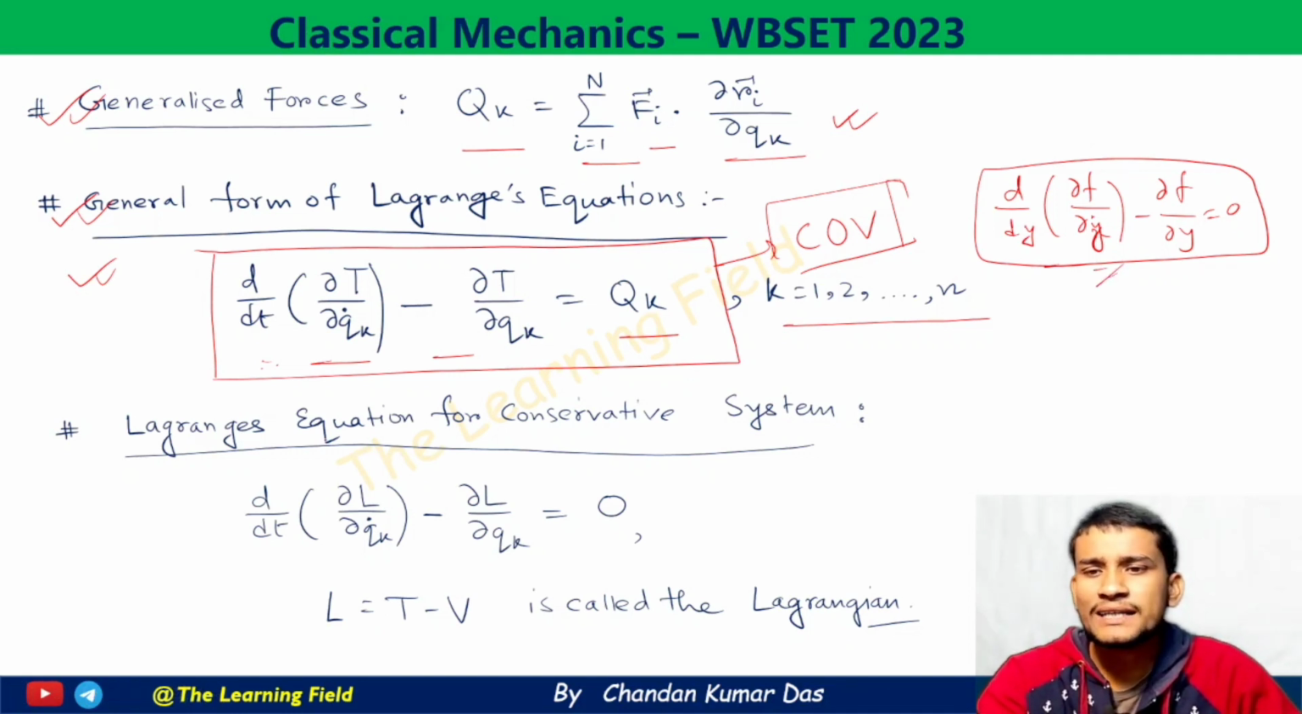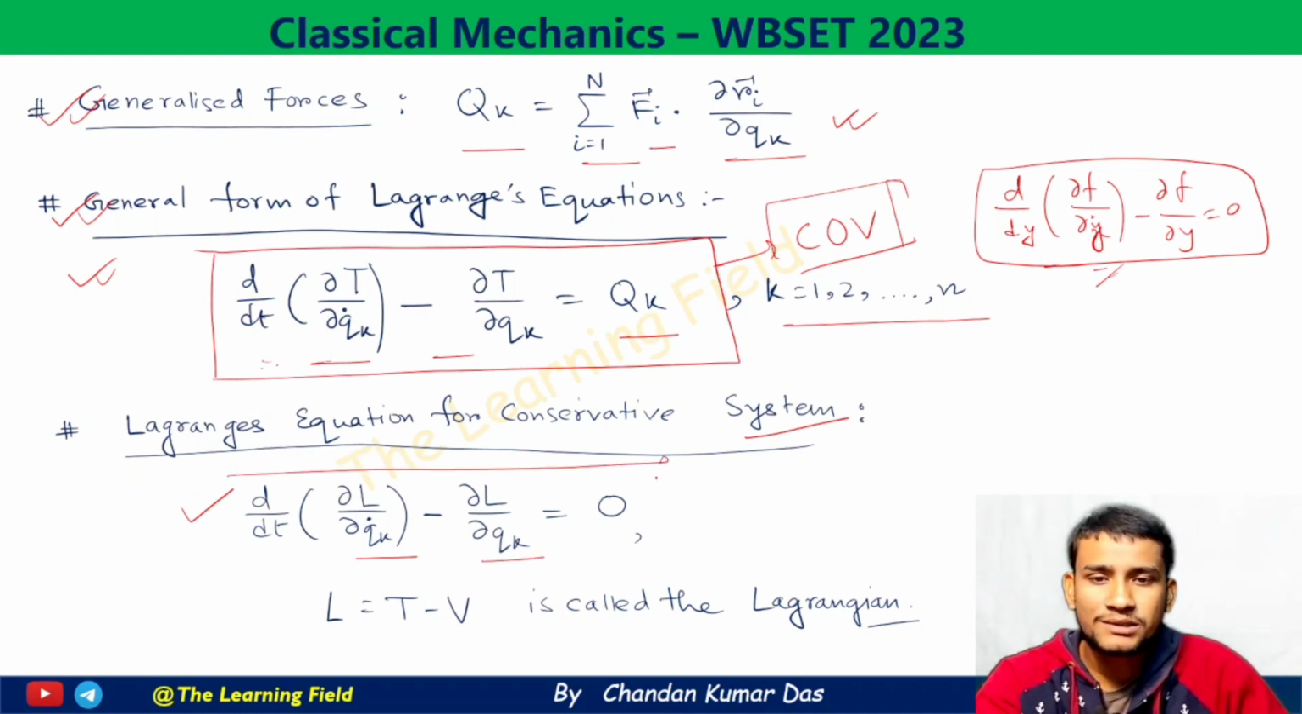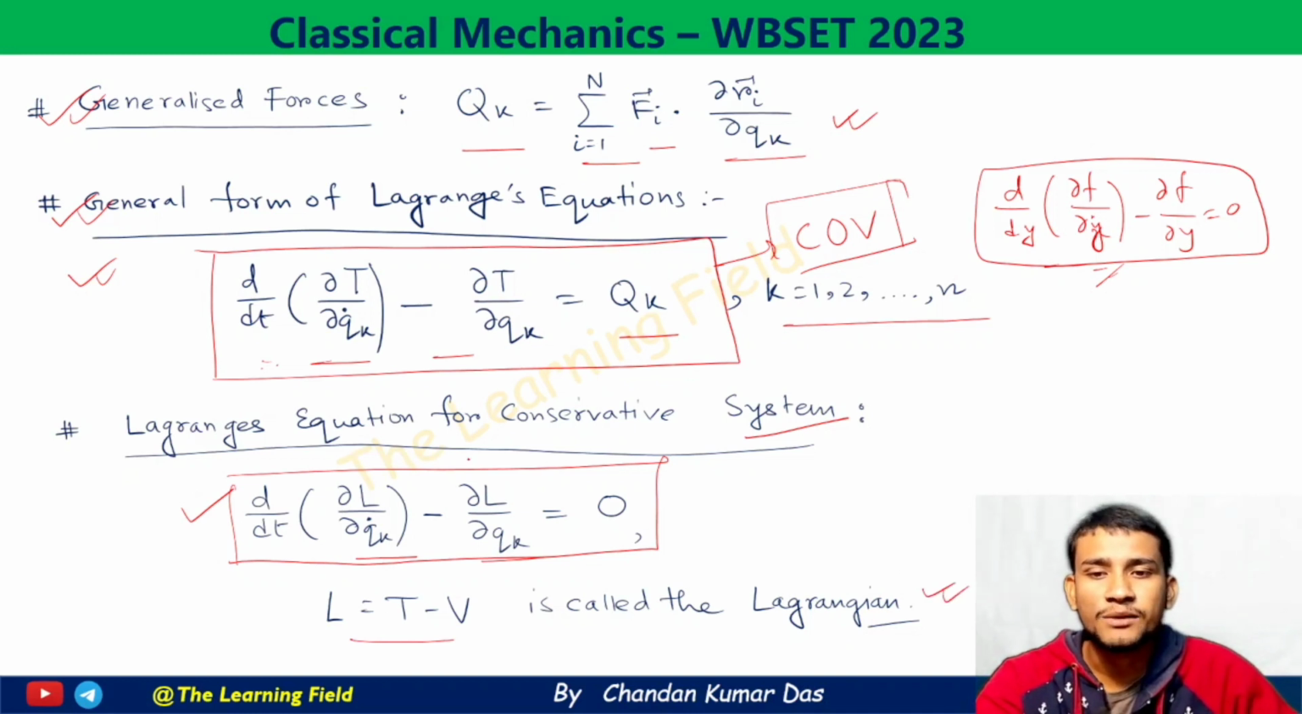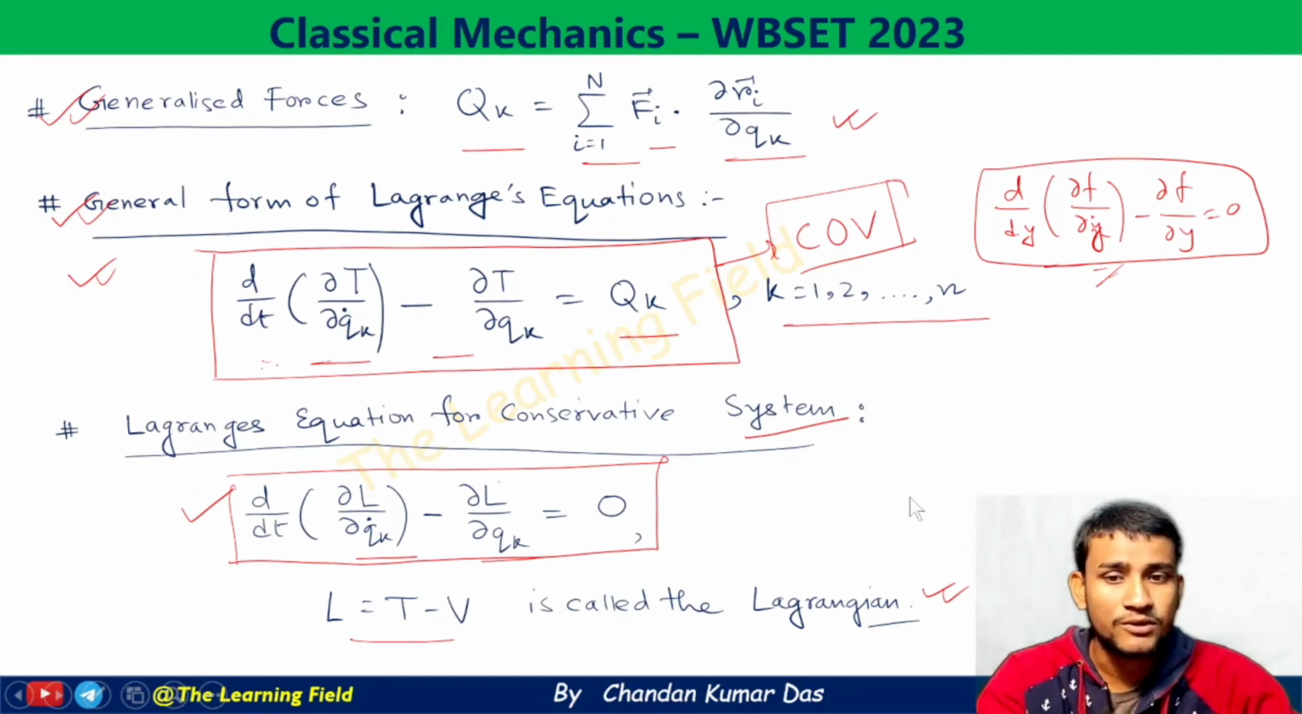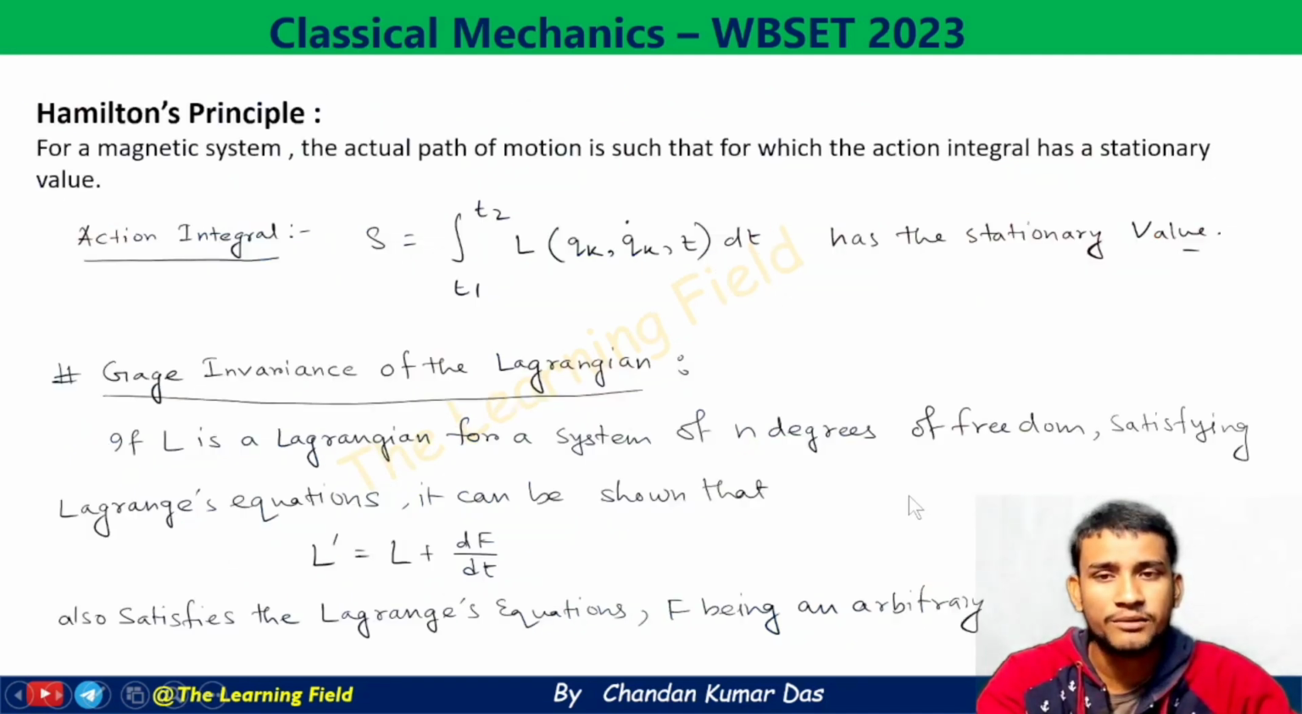So Lagrange's equations for a conservative system, this is very important: d/dt of del L/del qk dot minus del L/del qk equals 0. You all must remember this equation, Lagrange's equation for a conservative system, where L equals T minus V is called the Lagrangian. There is a derivation of these equations also, but I skip the derivation part, because if we take the derivation part, then this video is going to be a very long video.